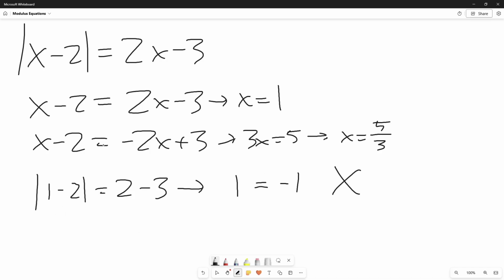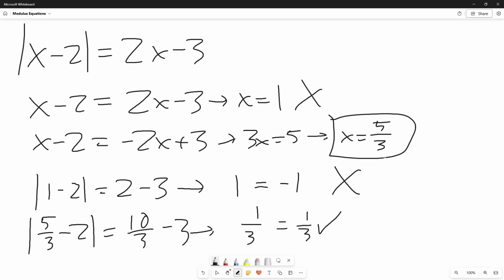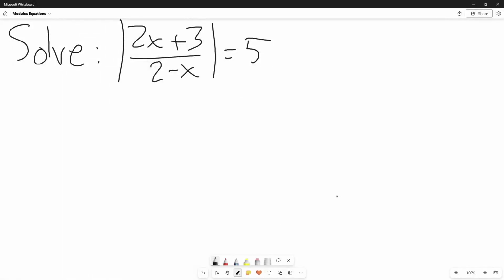But now let's try 5/3. So the absolute value of 5/3 minus 2 is equal to 10/3 minus 3. This can turn into the absolute value of -1/3 is equal to 1/3. And this is true because the absolute value of -1/3 is 1/3, and those are equivalent. So that means that x is not equal to 1, and our only solution is x equals 5/3. And now let's get into some practice problems.